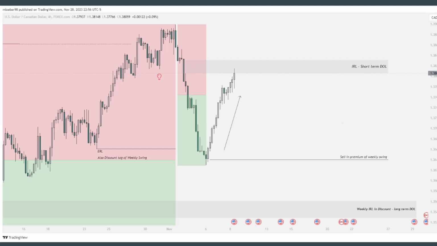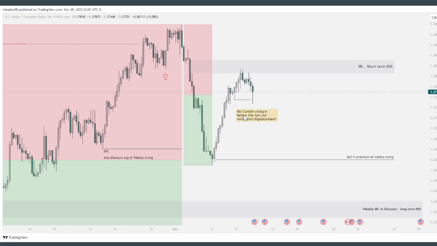Now, in means of executing on this particular setup, you technically can enter off of this fair value gap and put your stop loss at the weekly dealing range high if you are comfortable with that wide of a stop. But personally, I like waiting for further confirmation after we get that singular retracement, because I typically don't like entering on low risk sells. So what I would do next is wait for a candle closure below a swing low on the retracement. So that is what I'll be waiting for next.